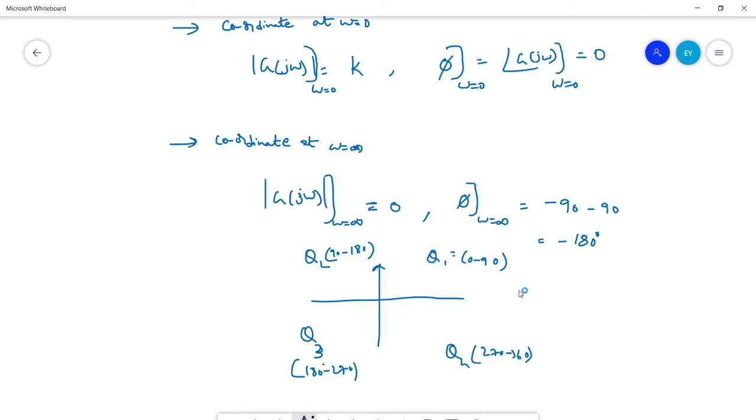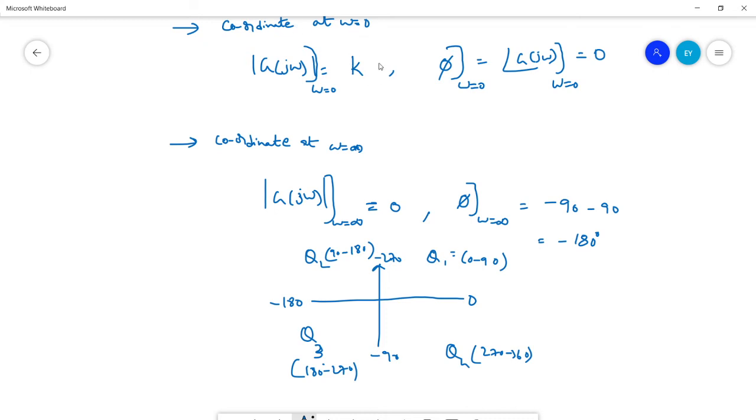When you are going anti-clockwise, it is like this. When you are coming in the clockwise direction, this will be 0, this will be minus 90, this will be minus 180 and this will be minus 270. Again this is minus 360 or 0, when you are coming in the clockwise direction.